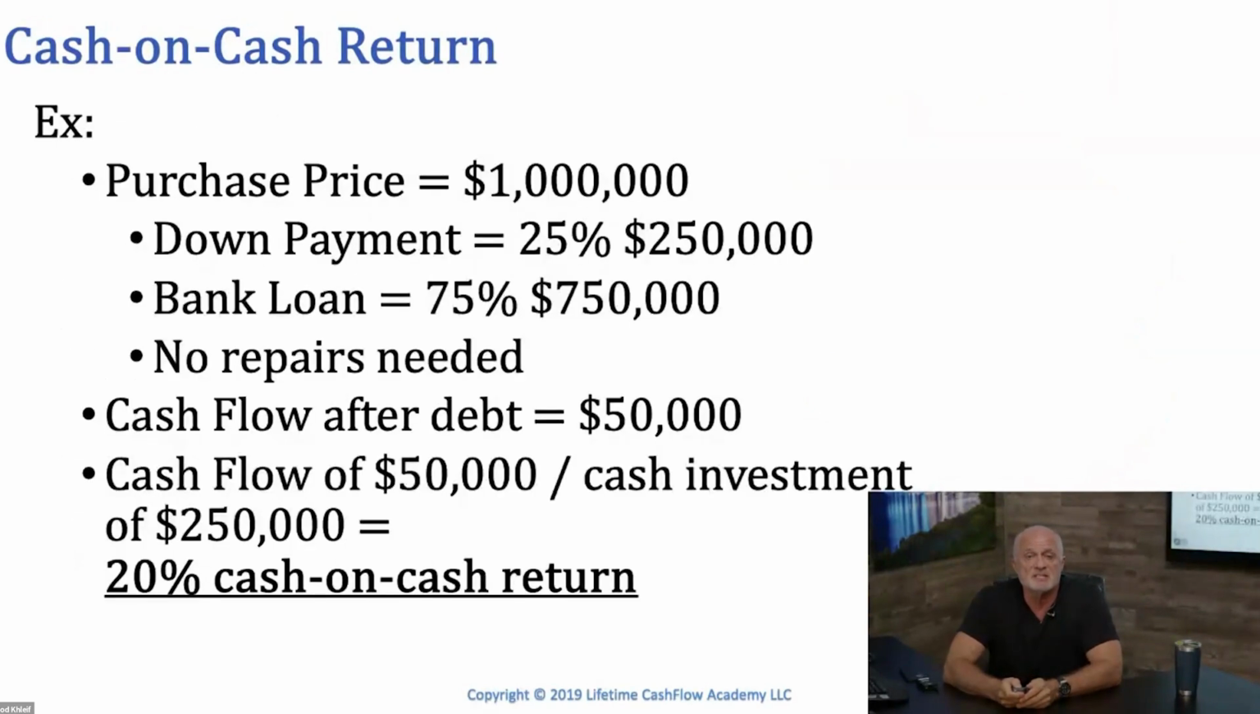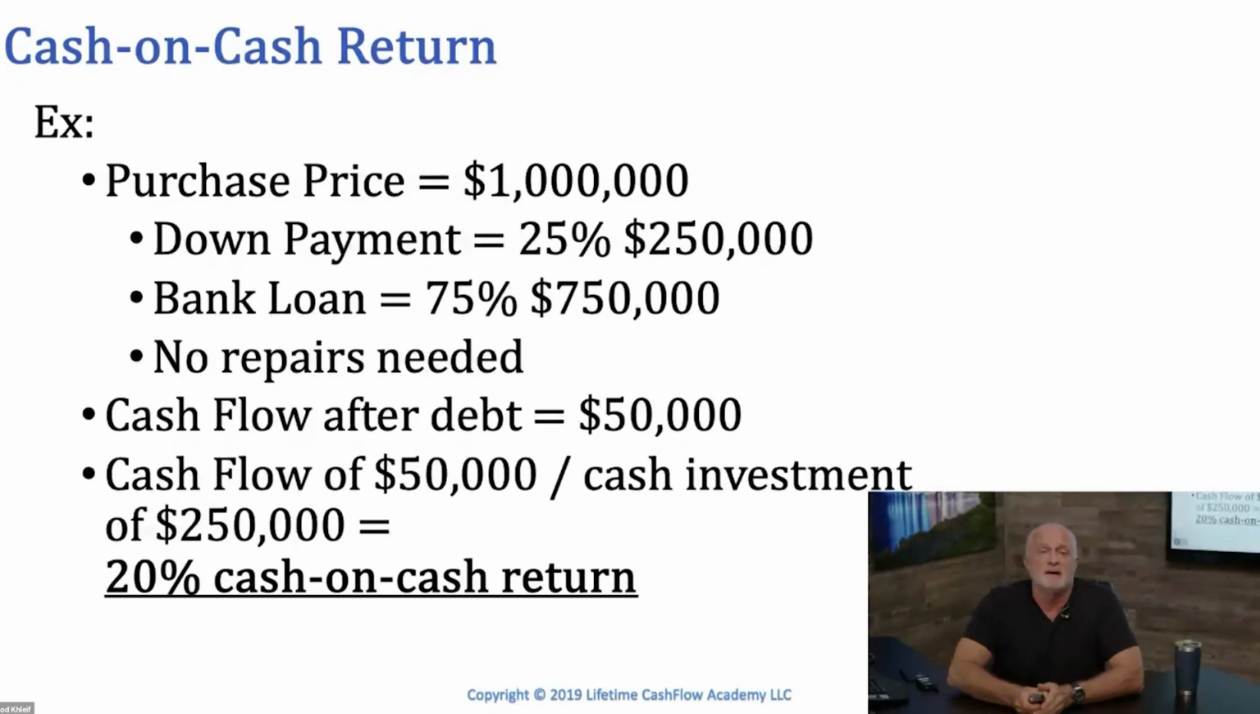Okay. So here's an example. Now this is kind of a bare bones basic example. Let's say you paid $1 million, you put 25% down, 250,000 down. You got a bank loan for 750,000. You're assuming no repairs, no closing costs. This is really not a great example. In fact, I want to redo this slide because it's just too basic. Okay, make a note to me to redo this slide. But it's simple for this purpose.